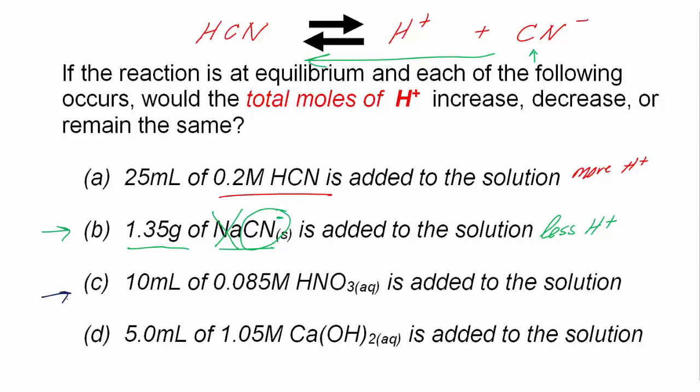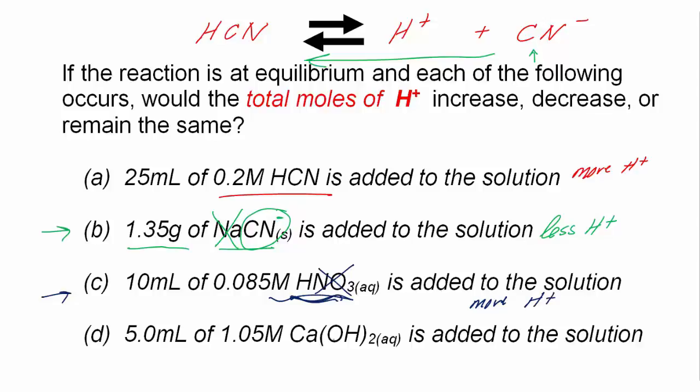10 mL of 0.085 molar nitric acid is added. Well, we're adding, recognize nitric acid, strong acid. We're really adding, you really don't look at the nitrate, we're adding hydrogen ion, so we'll have more. Strong acid.